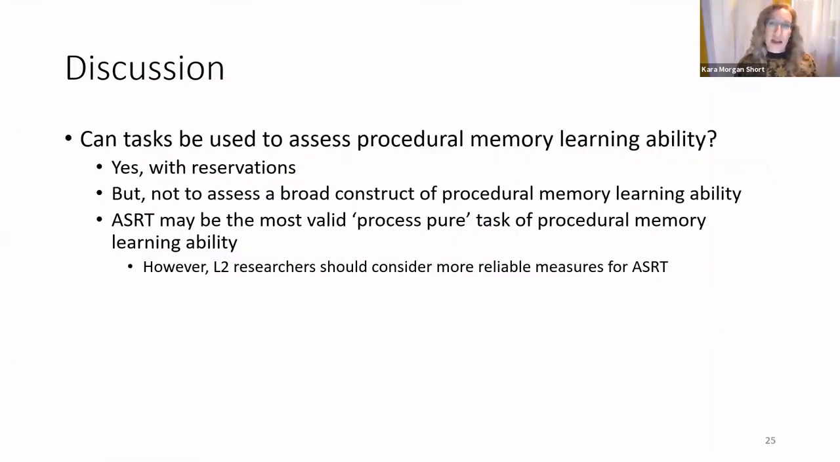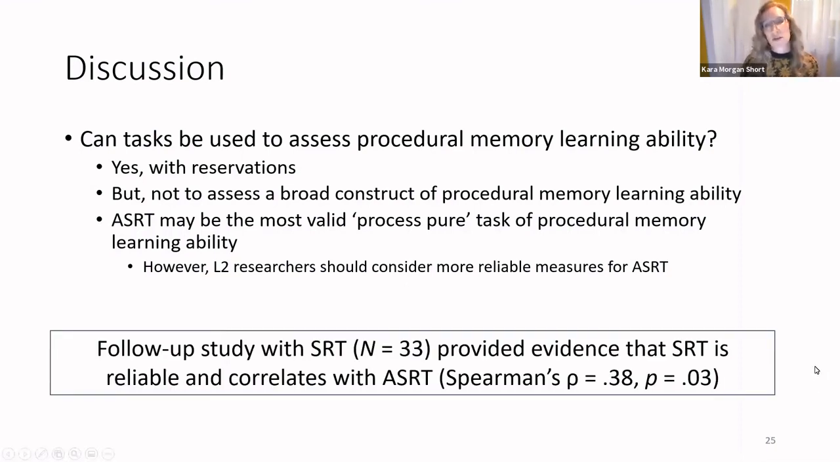Okay, so do we think these tasks can be used to assess procedural memory learning ability? Well, yes, with reservations, but no as a way to assess a broad construct of procedural memory learning ability. Out of all the tasks, the ASRT, the alternating serial reaction time task, may be the most valid process pure task of procedural memory learning ability, but second language researchers should consider using a more reliable dependent measure for this task. And we also wanted to briefly report that we conducted a follow-up study with a subset of these participants in the current study.